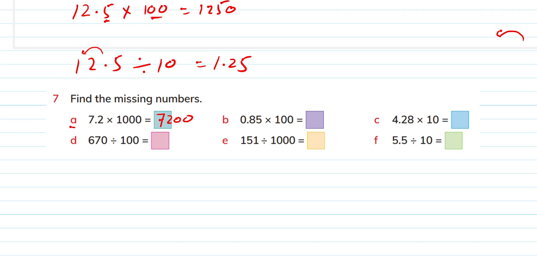Again, please remember, if it is multiplication, the decimal will jump to the right side. And in case of division, the decimal will jump to the left side. For example, in part B, now what is this? Raise your hand.